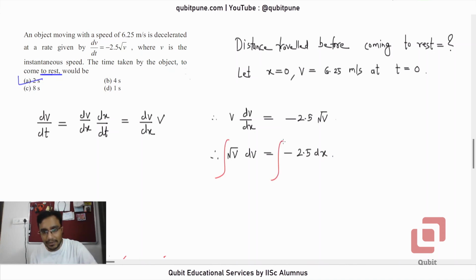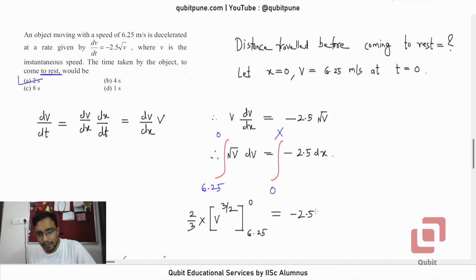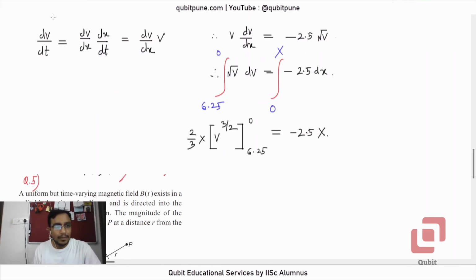Limits on v are not going to change. Limits on v will be 6.25 at position 0, and speed 0 at position x. The integral gives 2 by 3, correct? No, not cube root. Square root of the cube. And on this side it will be negative 2.5 into x. Right? Negative 2.5 into x.